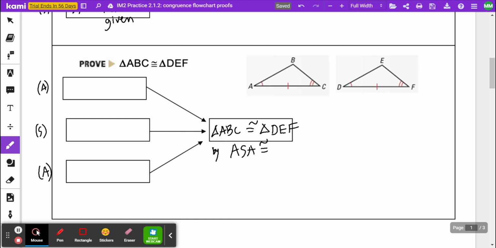Okay, I'll talk about angles A and D first. Angle A is congruent to angle D, and this is given information. I like to do all my angles at once and all my sides at once. You don't have to. You could do the side next, but I'm going to do the angle next. Angle C is congruent to angle F. This is also given by the tick marks. Okay, side AC is congruent to side DF, and that's given by tick marks.